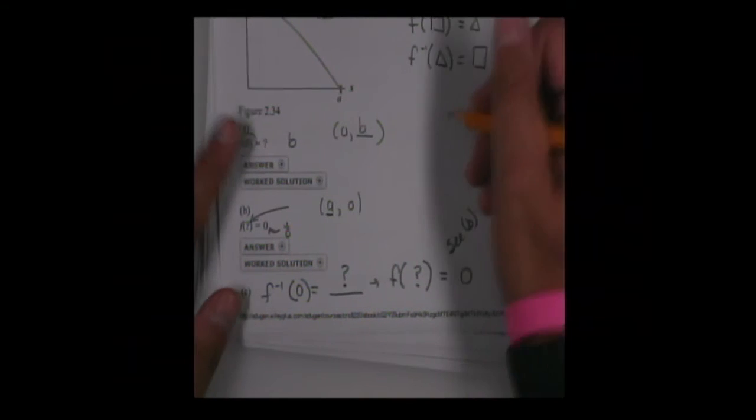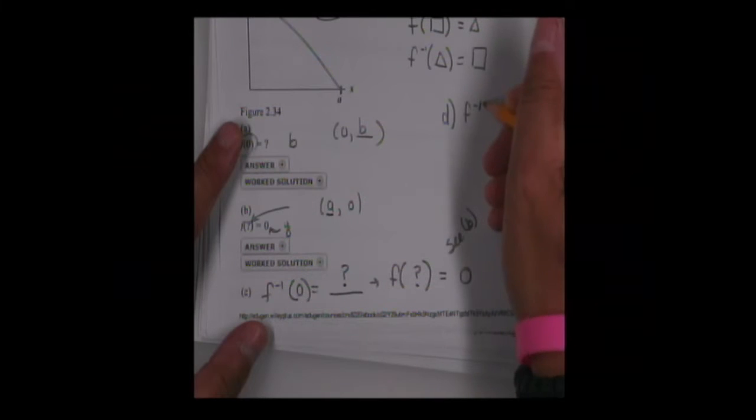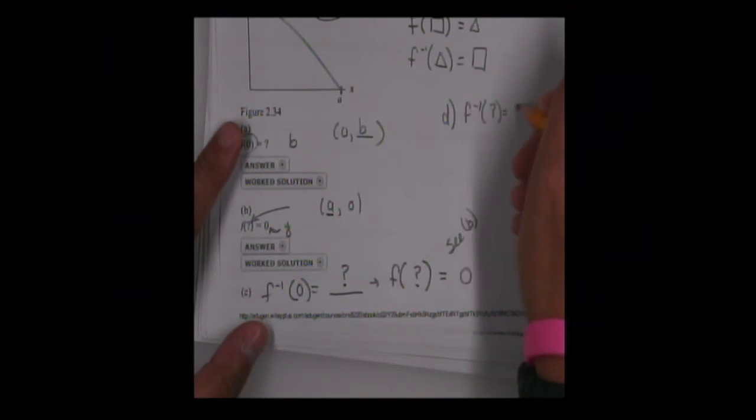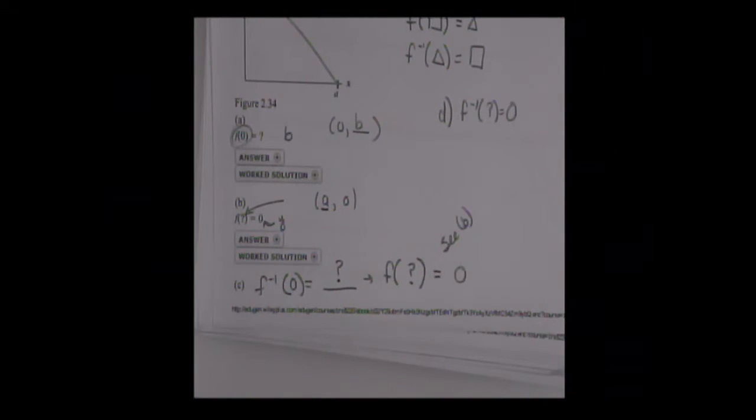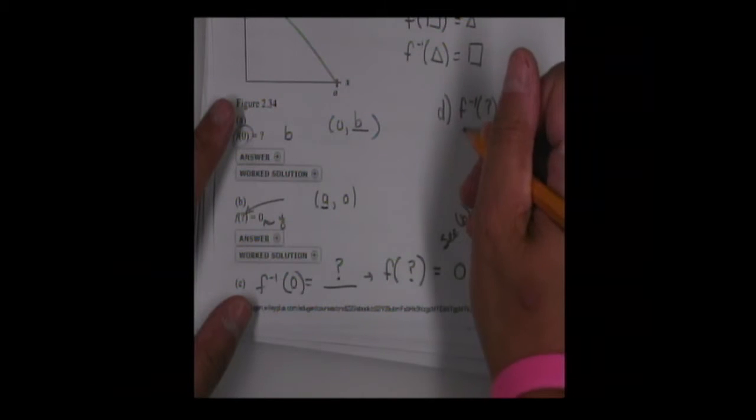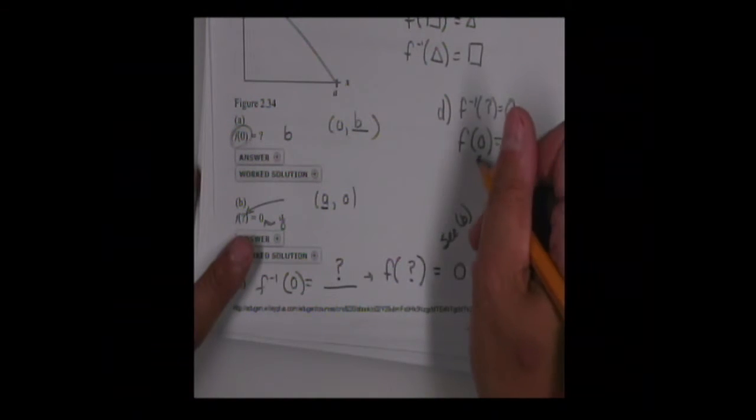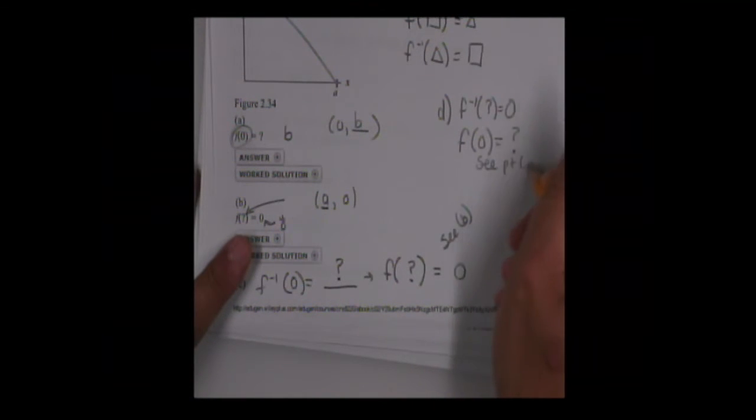And then the last one they ask us to do is they tell us f inverse of question mark is equal to 0. And again, since they didn't give me anything that I really know about the inverse, my best bet is to convert back. And so that tells me then that f at 0 is question mark, and then that becomes C part A.